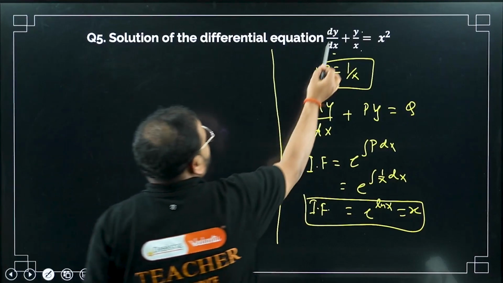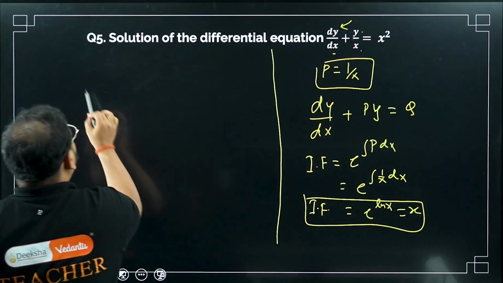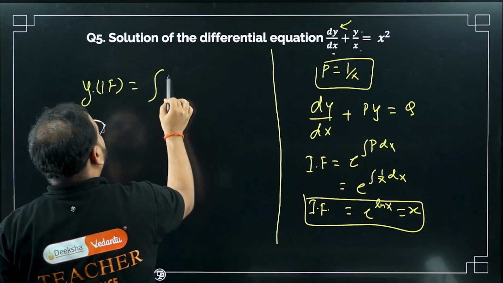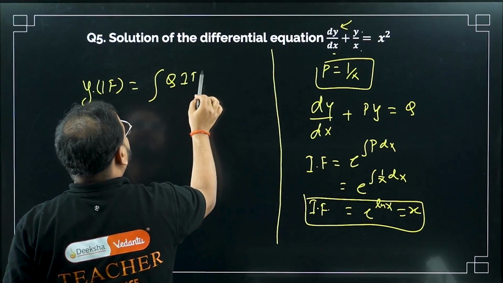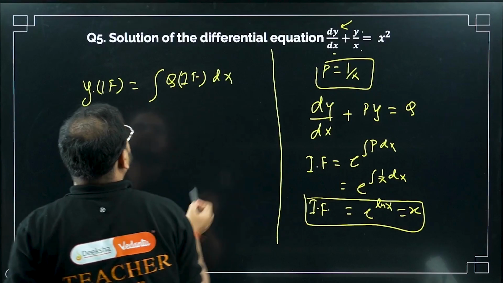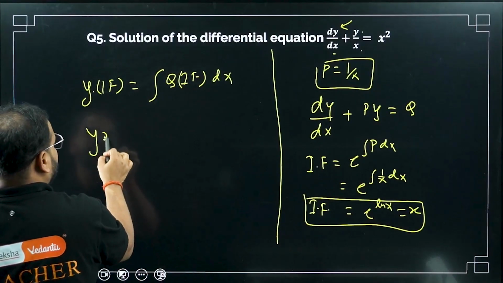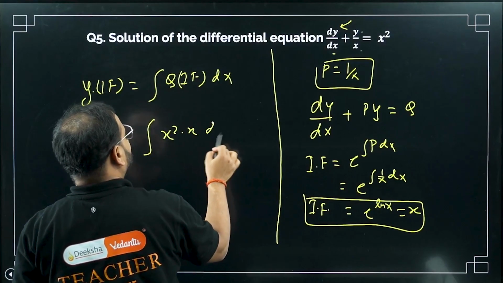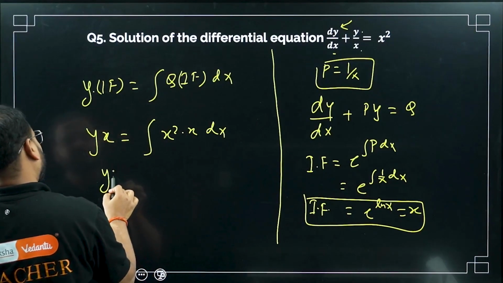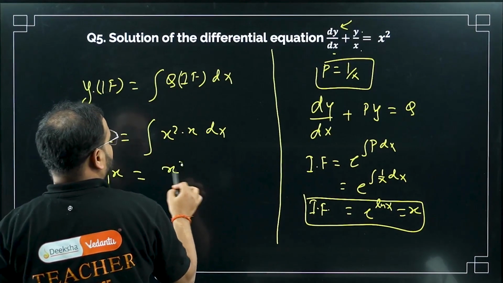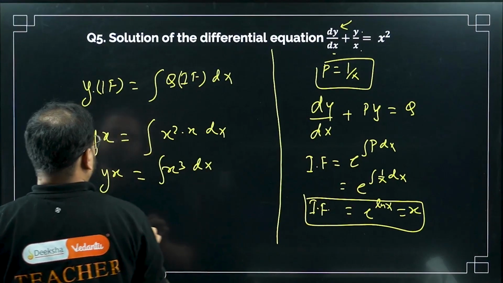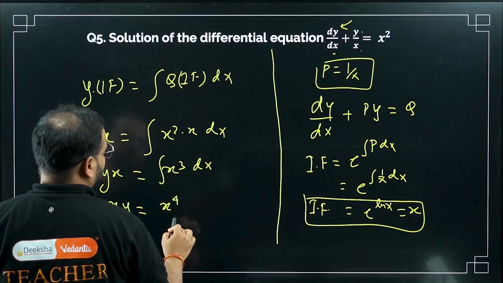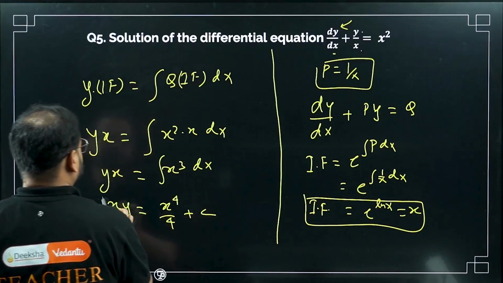The equation will become what? The dependent variable is y. So y times IF equals integration of q times IF dx. Write it down: y times x equals integration of q times IF, which is x square times x dx. y times x, cube integration is how much? Write it as xy equals x power 4 by 4 plus c.